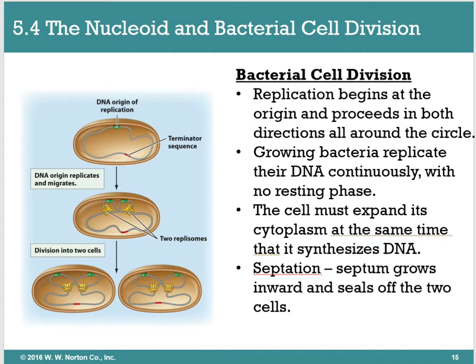And then the septum will grow inward on either side of the cell, and then it will constrict and seal off, and then you have something that's called separation. So that septation will be kind of like cytokinesis in eukaryotic cells.